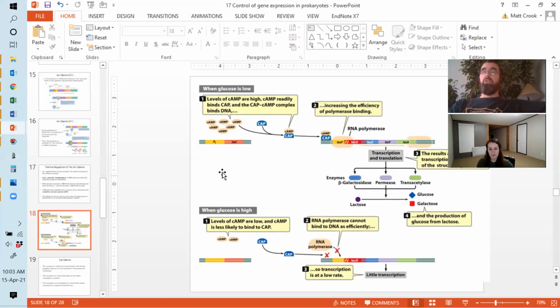Cyclic AMP levels are going to drop. There's going to be less CAP-cAMP complex promoting RNA polymerase. Essentially, RNA polymerase is not going to do as good of a job of binding and transcribing this operon until either glucose levels go back down again because they're being used, or you no longer need to metabolize lactose. So that's the fine control.